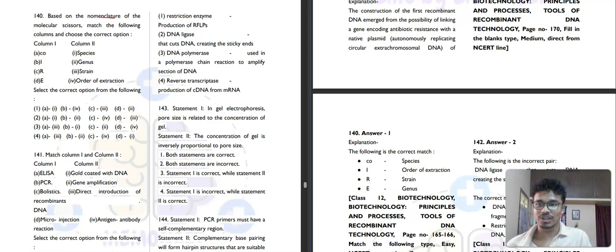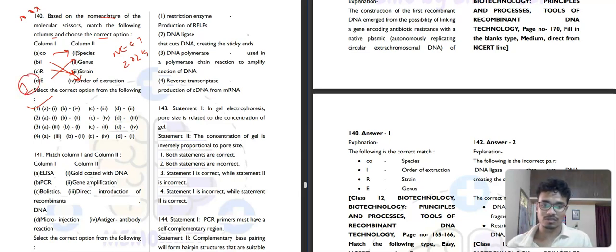Based on the nomenclature of the molecular seizure, match the following columns, choose the correct option. This can come in NEET 2025. So what is co? Co is the species. Then what is the eco, that is E. E is basically the genus. Then eco, R. R is basically the strain. And first is the order of extraction. So correct answer will be option number first.